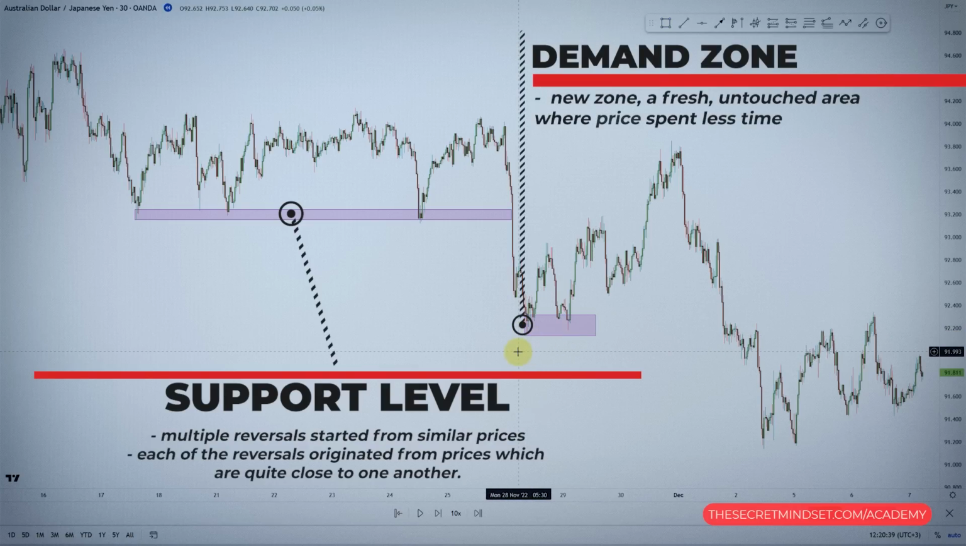Now, when trading supply and demand, things are different. If you want to day trade using this concept, you'll mainly look for new zones. A supply or demand zone is a fresh, untouched area where price spent less time. You don't watch in the history of a market for the validity of the zone. You don't wait for multiple retests of the same area.